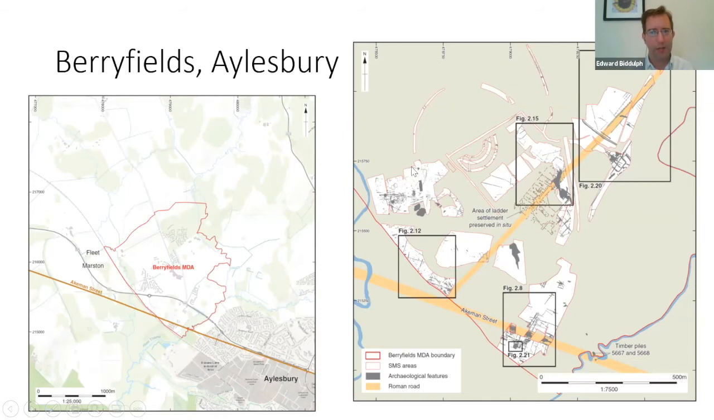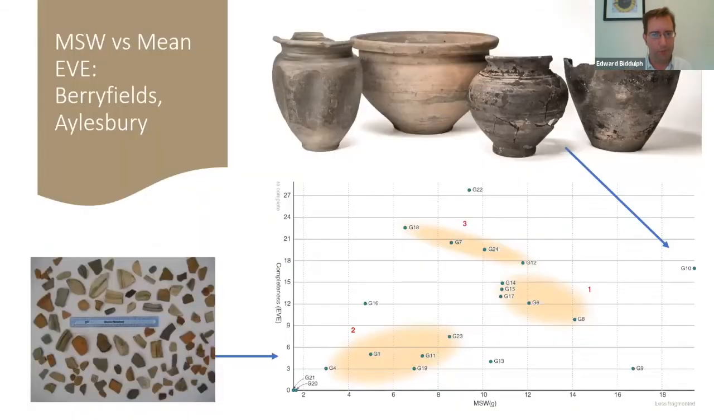So let's look at the mean sherd weight and mean EVE for these landscape groups, and put them on the plot. And this is what we get. Over here we've got G10. This is a pit and pond complex, and it had whole pots in it, or pretty near complete pots. You can see that this is where we expect it to be, coming towards the top right-hand corner.